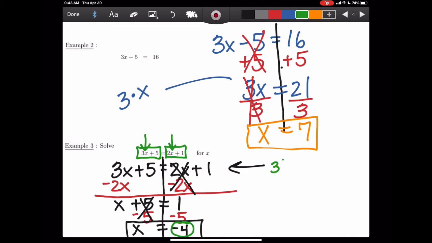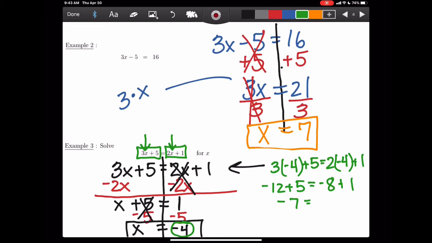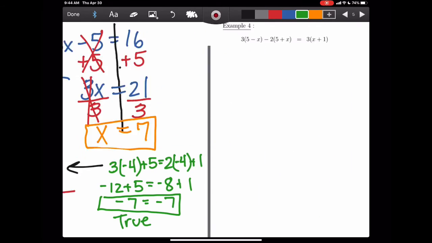So I have 3 times a negative 4 plus 5 is equal to 2 times a negative 4 plus 1. This is not required. This is just to see if you get the right answer. 3 times negative 4 is a negative 12 plus 5 equals 2 times a negative 4 is a negative 8 plus 1. Negative 12 plus 5 will give you a negative 7. And is that equal to negative 8 plus 1, which will give you a negative 7? We indeed came to the right answer because this statement is true. Negative 7 does equal a negative 7.